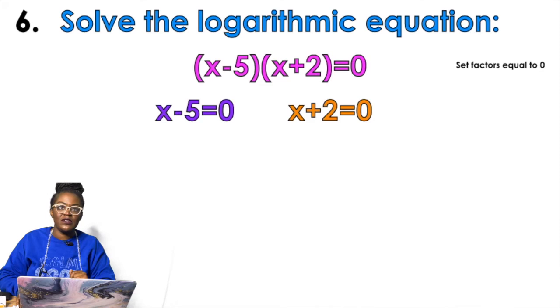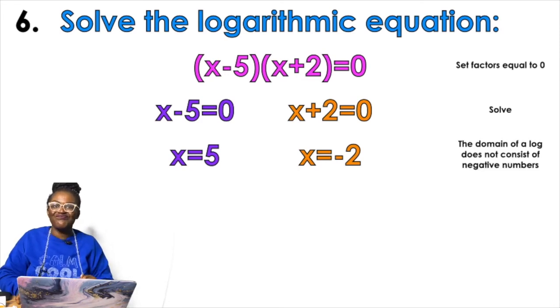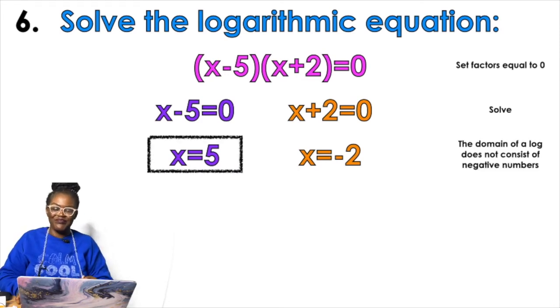x minus 5 equals 0. x plus 2 equals 0. Yay. Which one doesn't count? The negative answer. Don't let them fool you.